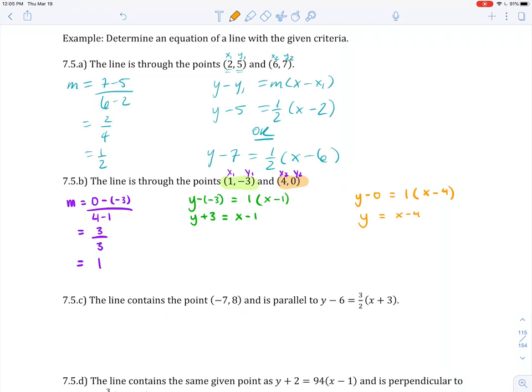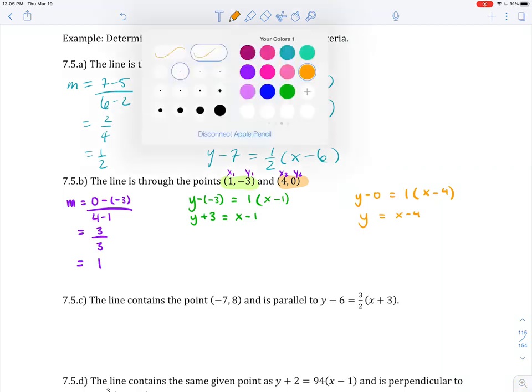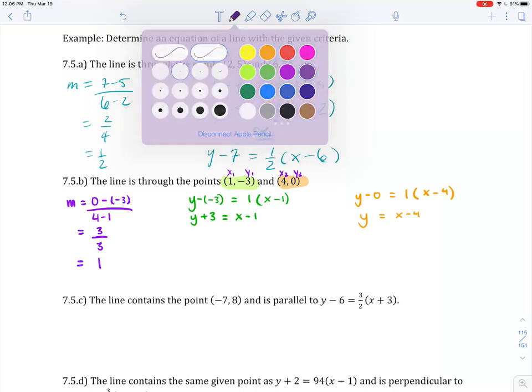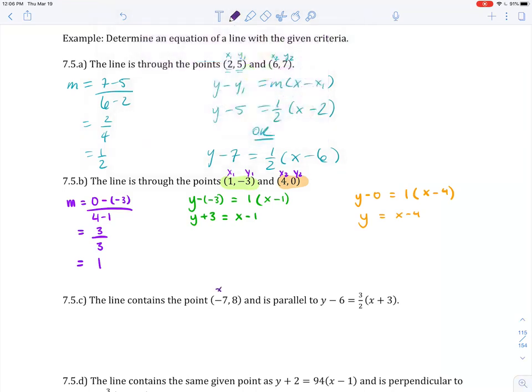We need slope. We need a point. And the question is, how are we going to get those two? Well, in this case, it says it contains that point. So we've got our x1, y1 already figured out, as we can indicate in everyone's favorite color, eggplant.